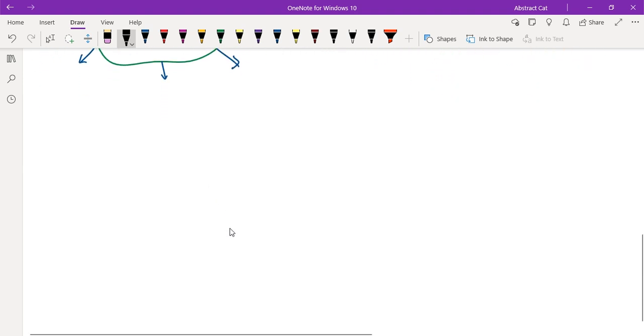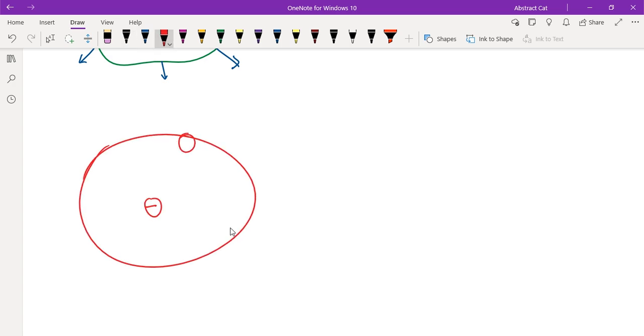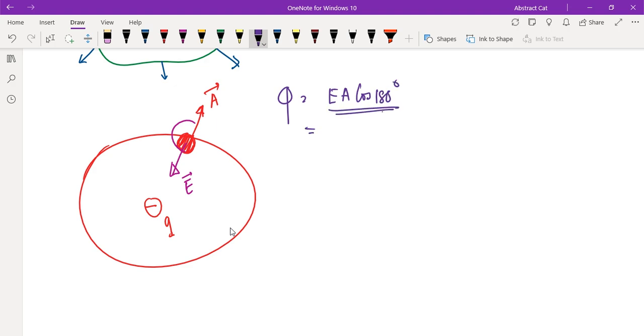And now another case: if there is a source charge that is negative, suppose there is an area considered, and the area vector is in the outward direction, but with negative source charge Q, the electric field is in the inward direction. The angle between these two is 180, so phi equals EA cos 180, and cos 180 is minus 1. So minus EA. So here is the negative flux.